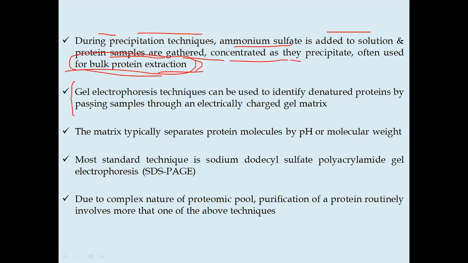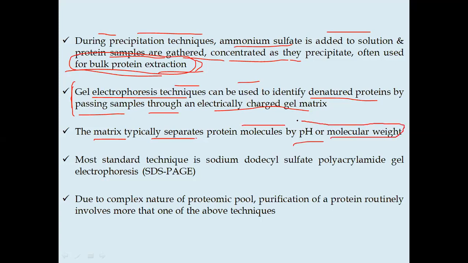The next step is the gel electrophoresis technique. It is used to identify denatured proteins by passing the samples through an electrically charged gel matrix. So this is also an important technique used for the purification process. The matrix typically separates protein molecules by pH or molecular weights.